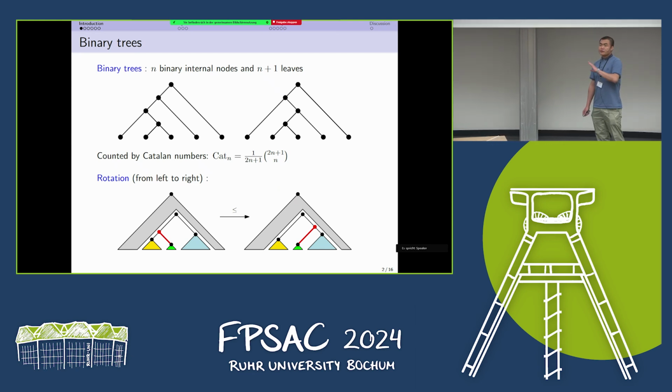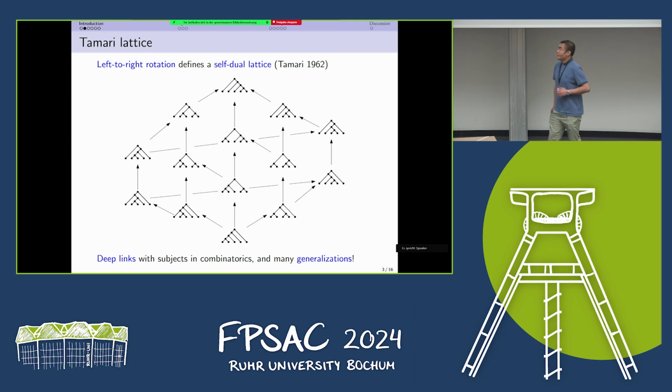Now, if we take all such possibilities of moving from a smaller tree to a larger tree, and we take the transitive closure, what we get is the Tamari lattice discovered by Tamari in 1962. So here is an example of the Tamari lattice of order 3. And we can see that there is already some very nice symmetry on it, meaning that if we turn it upside down, it is isomorphic to itself. And the anti-isomorphism is, of course, given by just flipping the binary trees left to right. So this is also a self-dual lattice.